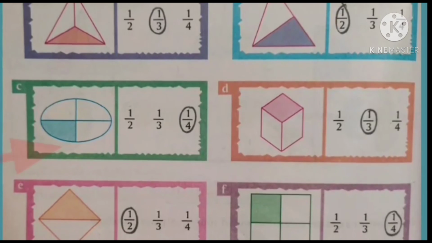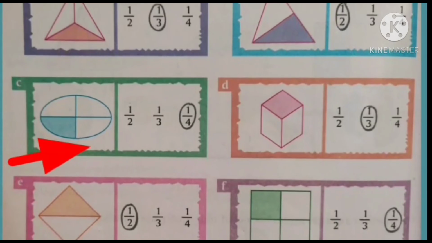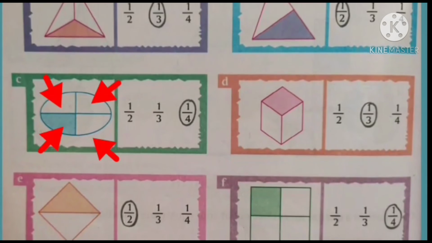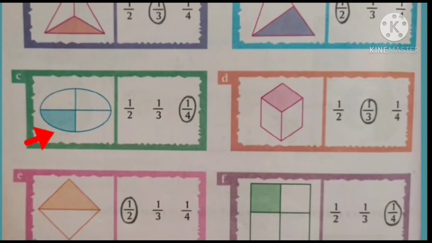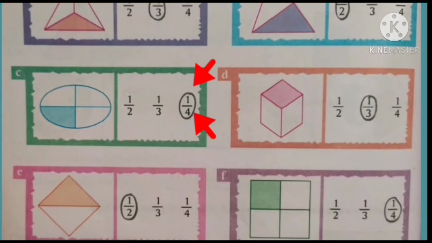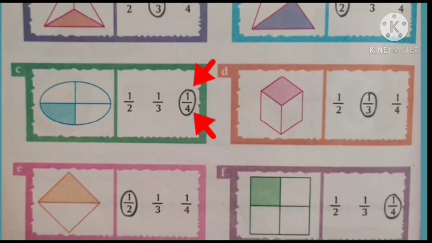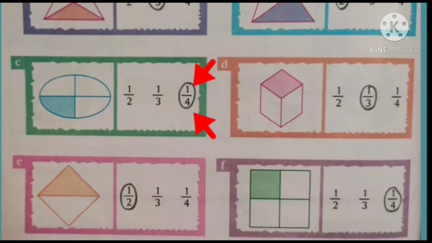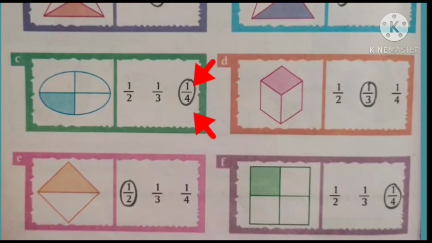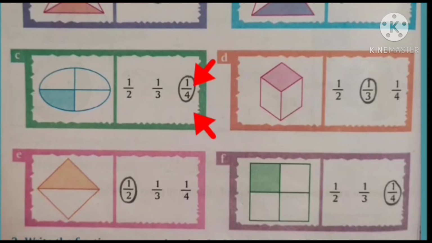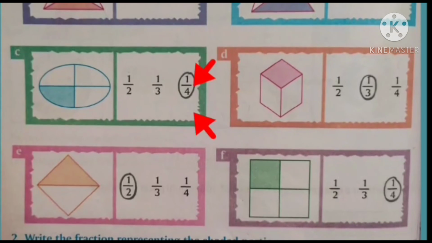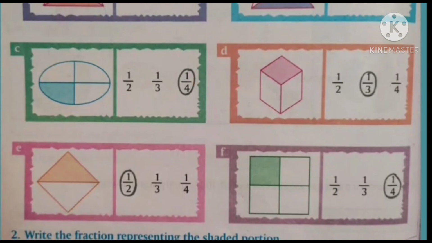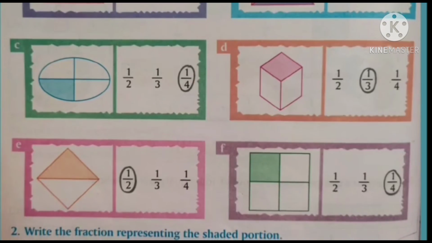Now look at the third sum. There are 4 equal parts of this image and 1 part is shaded. So write here 1 upon 4, total parts. So write here 4 as denominator, 1/4 is the correct fraction. Circle it. Next 3 sums you have to do yourself.